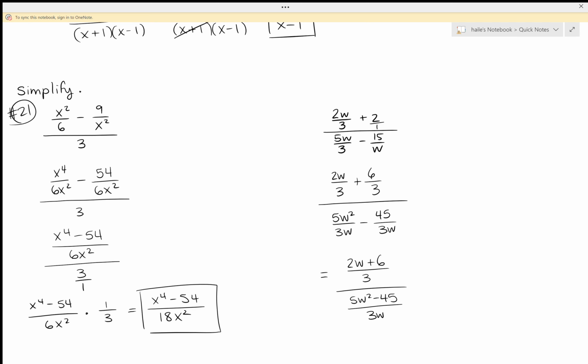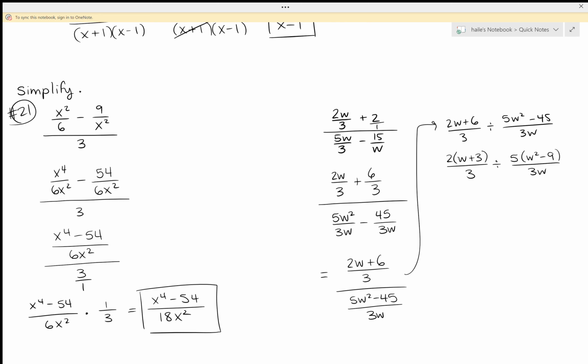Okay, so let's go ahead and write this as a division problem now. So we have 2w plus 6 over 3 divided by 5w squared minus 45 over 3w. Okay, so now we've got a division problem, so let's fully factor. So we pull out a 2, we'll get 2 times w plus 3 over 3 divided by, we can pull out a 5 and we're left with w squared minus 9 over 3w. So let's flip and multiply.